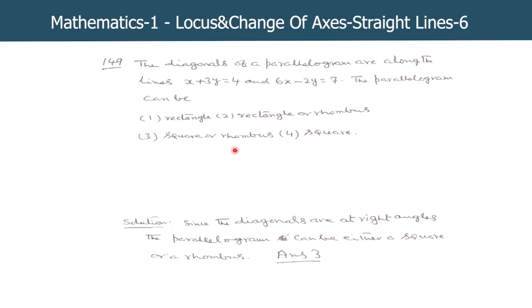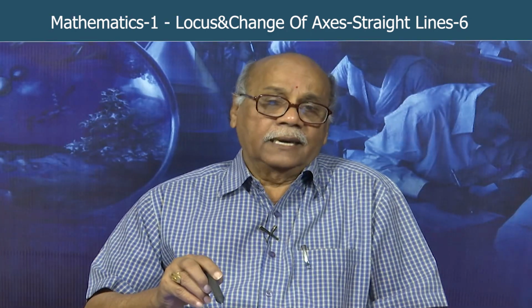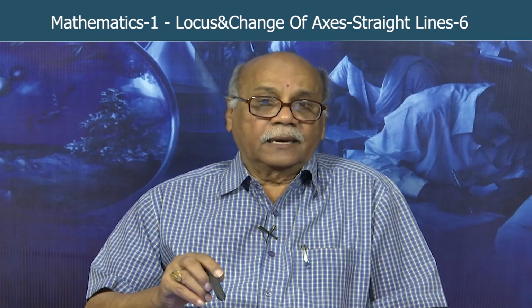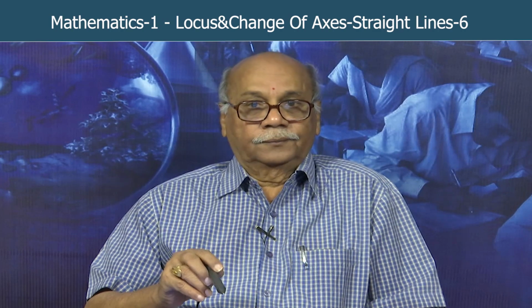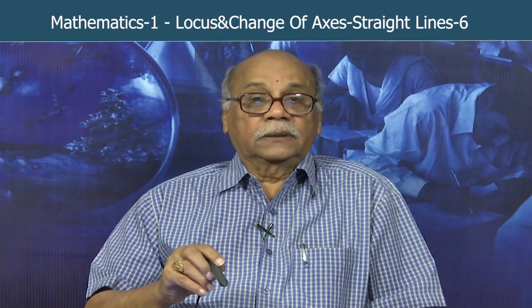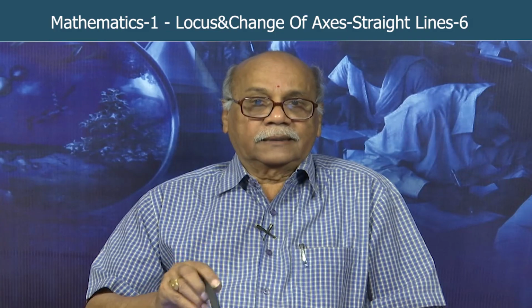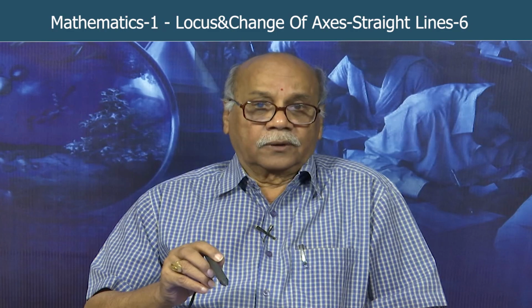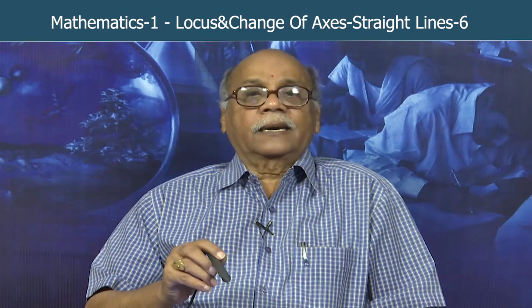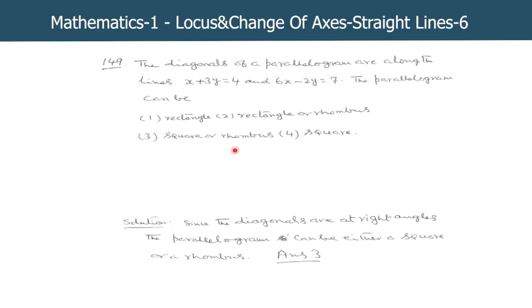But in many books they are given as rhombus. The answer is rhombus. Of course, this was also asked in some JEE paper, but there he has given rhombus. But when the diagonals are at right angles, then it can be a rhombus or a square. The only difference between rhombus and square: diagonals are at right angles in both, but in a square the adjacent sides are at right angles, and in a rhombus adjacent sides are not at right angles. That is the only thing. Okay, correct option is 3.